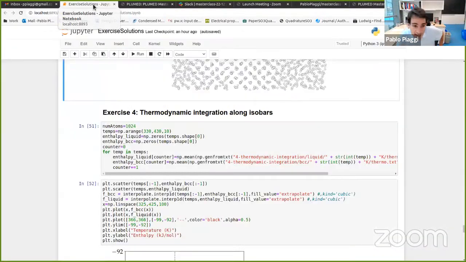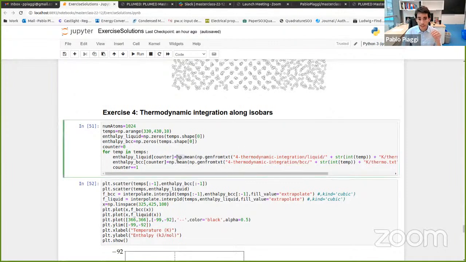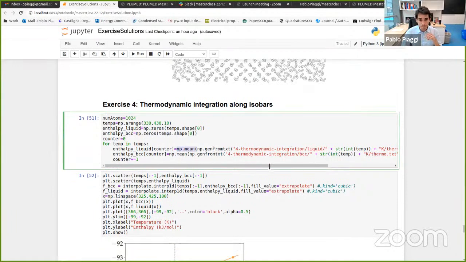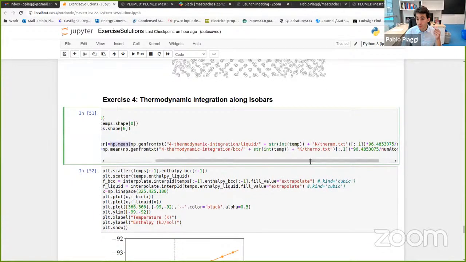Okay, so let's see the solution to the exercise. We do very simple MD simulations, in which we calculate the enthalpy for each frame, and then what I'm doing here is computing the mean of the enthalpy. We have the thermodynamic output in the file thermo.txt, and here column 1 is the enthalpy.